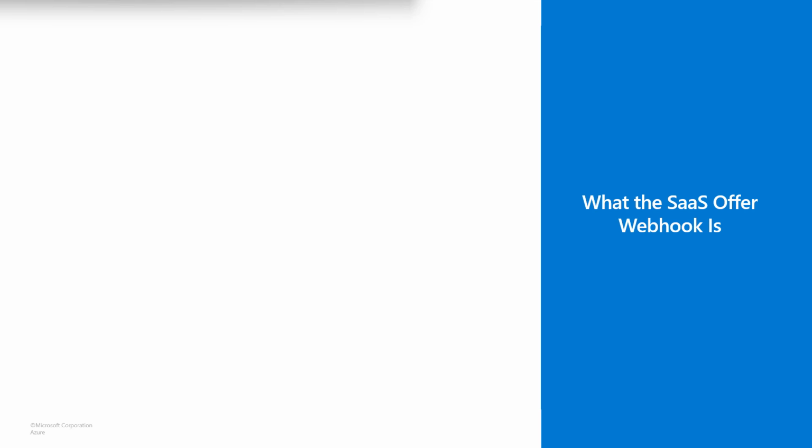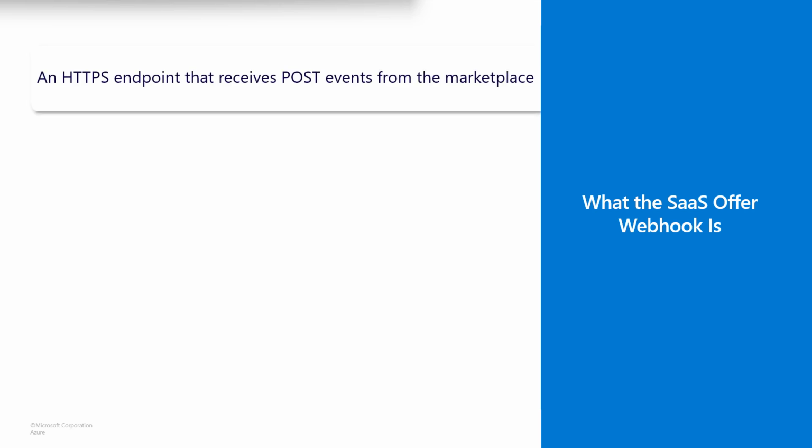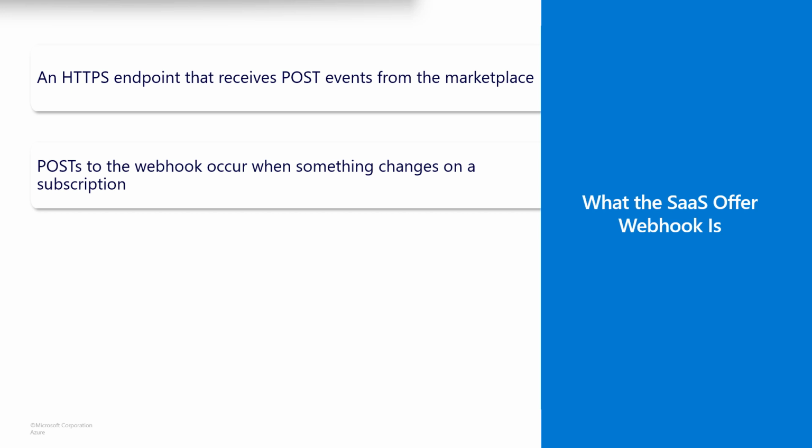Firstly, what is the SaaS endpoint? Some endpoint somewhere on the internet that will receive post events from the Microsoft Marketplace. The webhook is alerted when things about a specific subscription change. For example, if a customer cancels their service, the webhook gets called with a post payload.